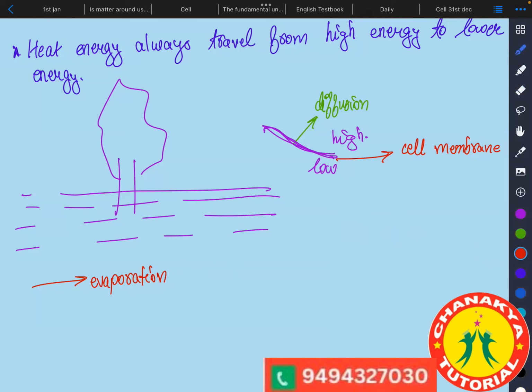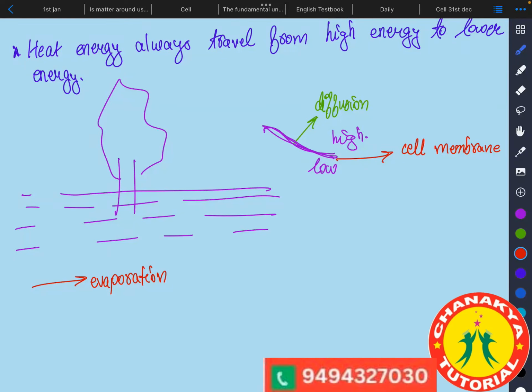There is a cell membrane in a plant cell also, so it allows water to get through it, and there is diffusion. So with the help of diffusion, the plant cell gets water, because the plant does not have a mouth like us. We as human beings, and other animals, also have a mouth through which we can take up water, but plants do not have a mouth.